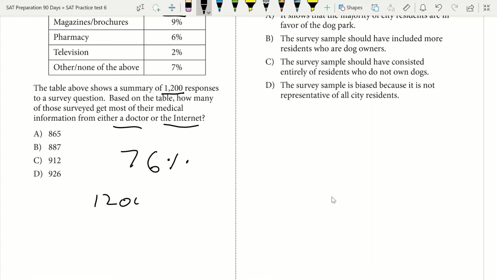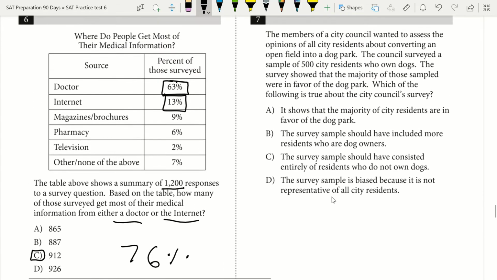So I've got 76%. I've got to multiply that by my 1,200 responses. So that's going to be 1,200 times 0.76. I'll plug that in my calculator and see what that gets me. 1,200 times 0.76 is going to give me 912. Okay, that's 912. So my answer there is going to be C. All right, now we've got question 7.